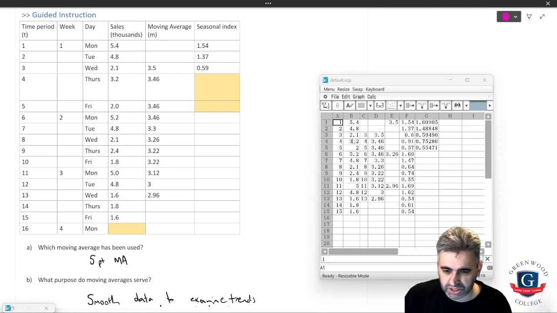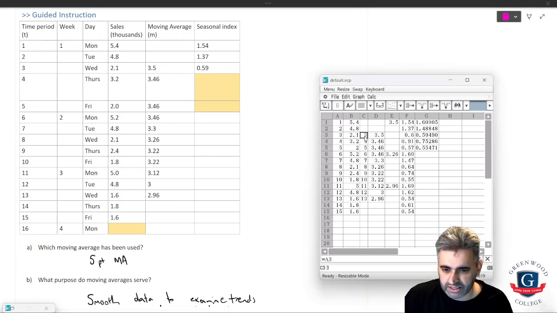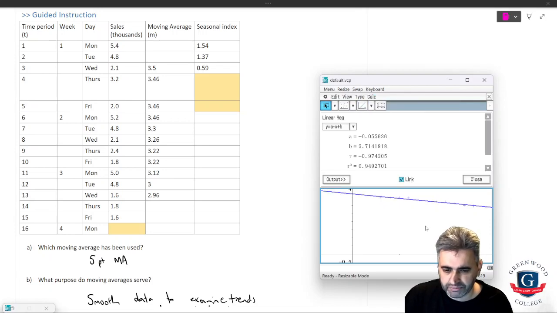So on our little table here, we've got the periods at the front, then our sales, and then I've made another column here for the moving average data because it just makes it easier to graph. So that number's the same as that one all the way down to here. Here's the moving averages, just like on here. And we're going to look at it for a trend. So let's graph it. There it is there. And then we can do a regression line.